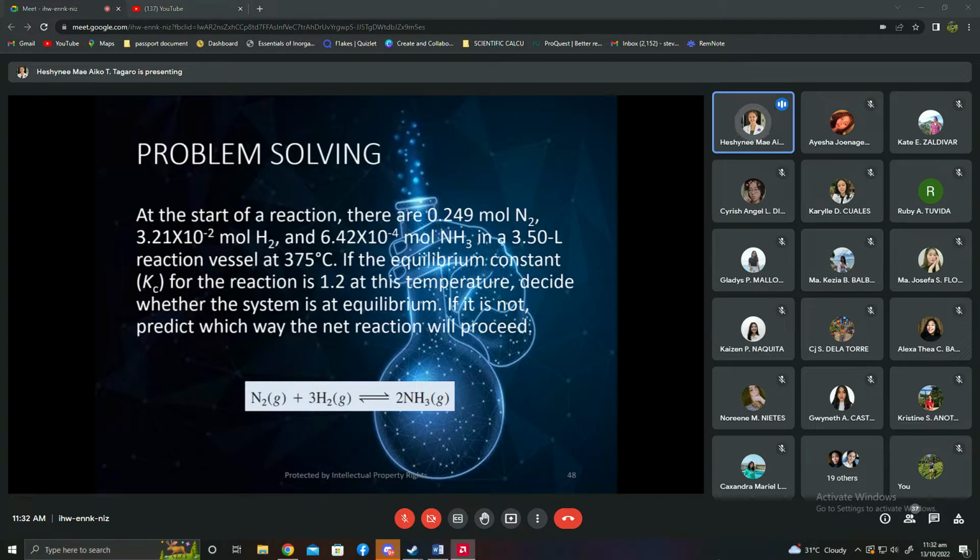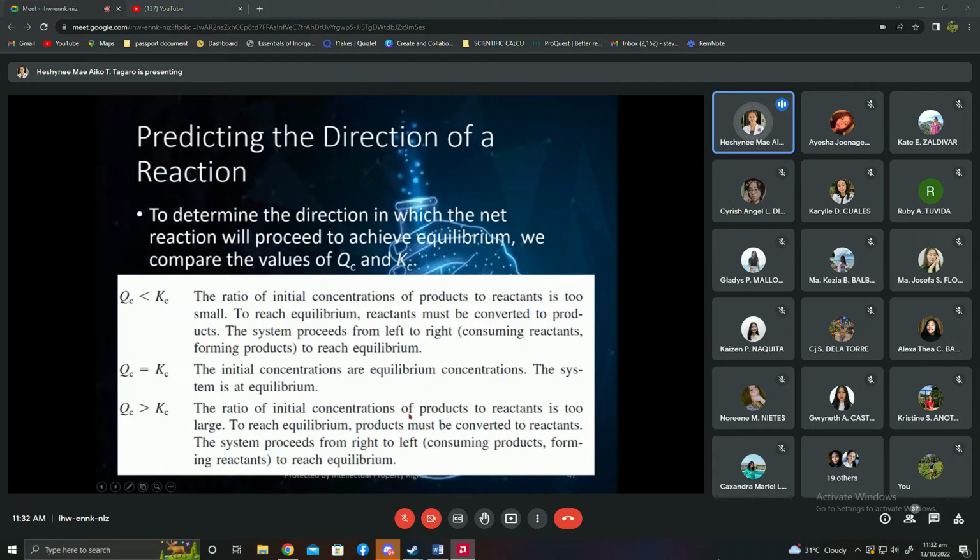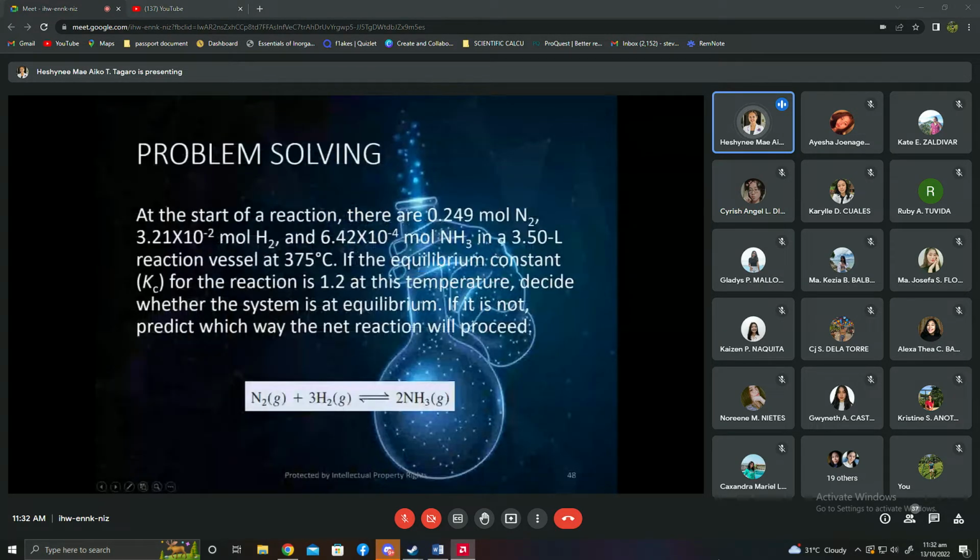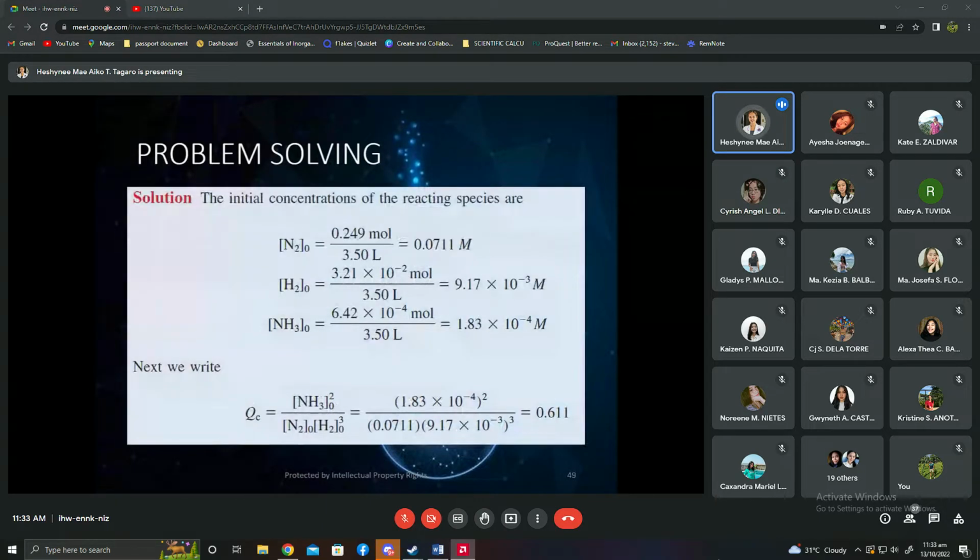Okay, so there are many things to consider if you will solve for this. You need to memorize these statements. You need to balance the chemical equation. You need to write the Qc expression. You need to solve. Okay, let's proceed.